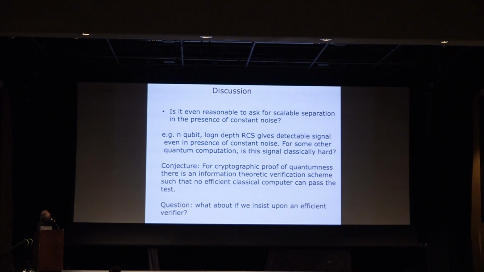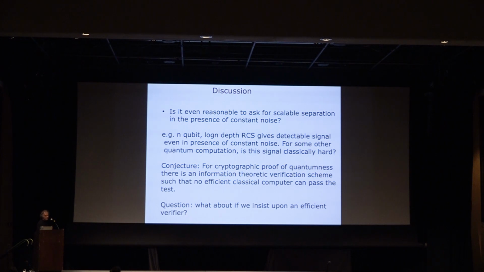One last question one can ask is: is it even reasonable to ask for scalable separation in the presence of constant noise? Meaning, for example, with n qubits, a log n depth random circuit sampling problem, it gives us a detectable signal even in the presence of constant noise, right?